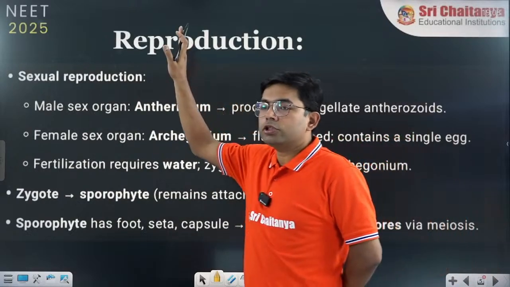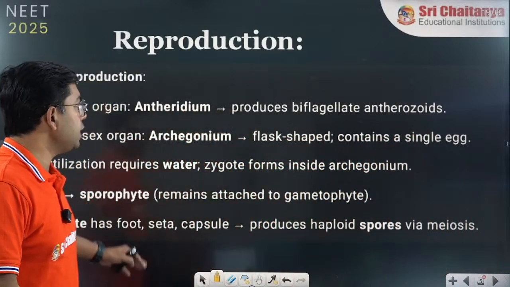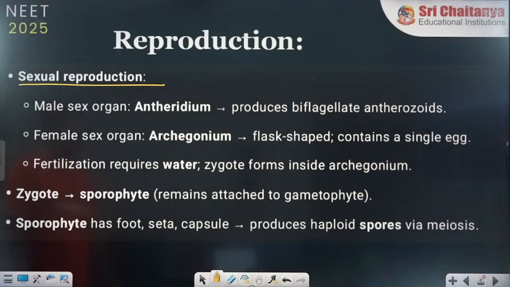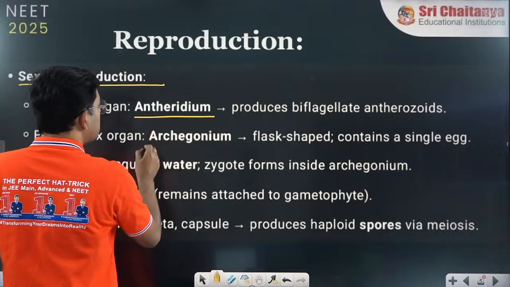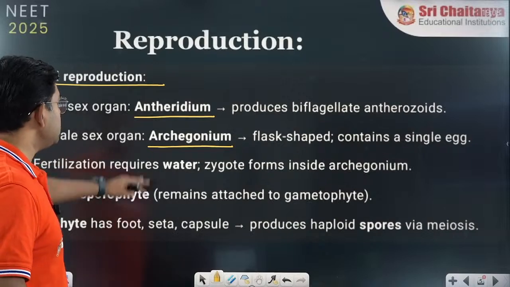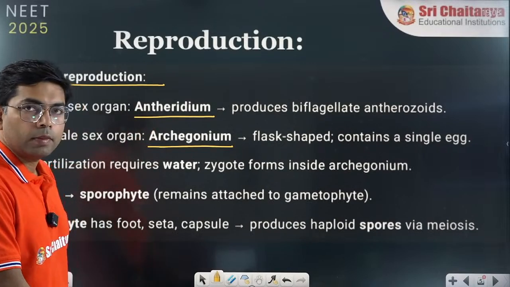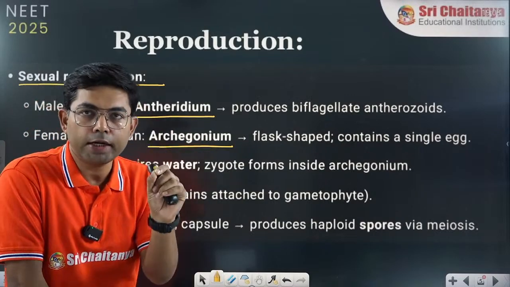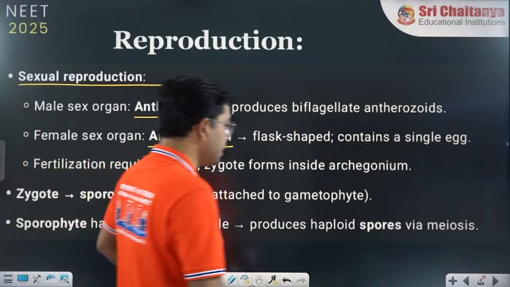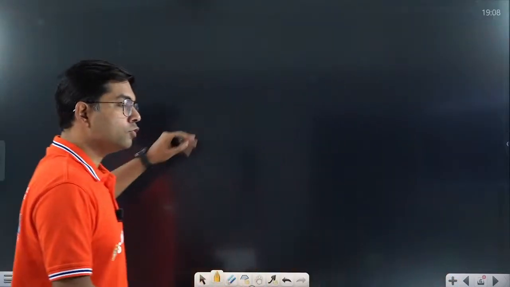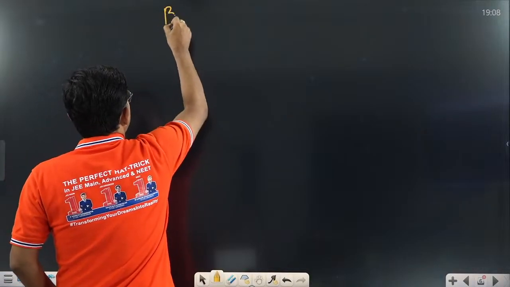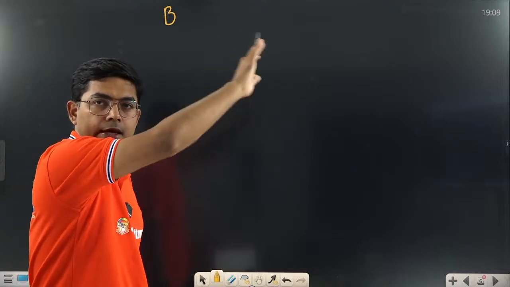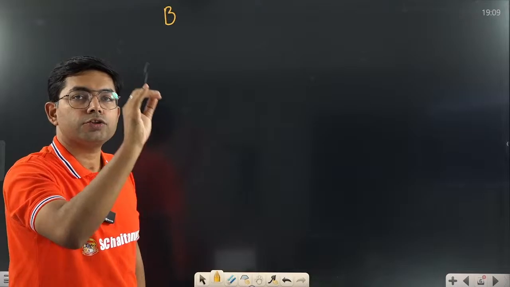Now, if we talk about reproduction in bryophytes, bryophytes show sexual reproduction, and they form two types of sex organs: antheridium and archegonium. Before going into the detail, let's first understand gametophyte and sporophyte, and then we will answer all these questions. You can note this down or take a screenshot once I draw the entire life cycle.